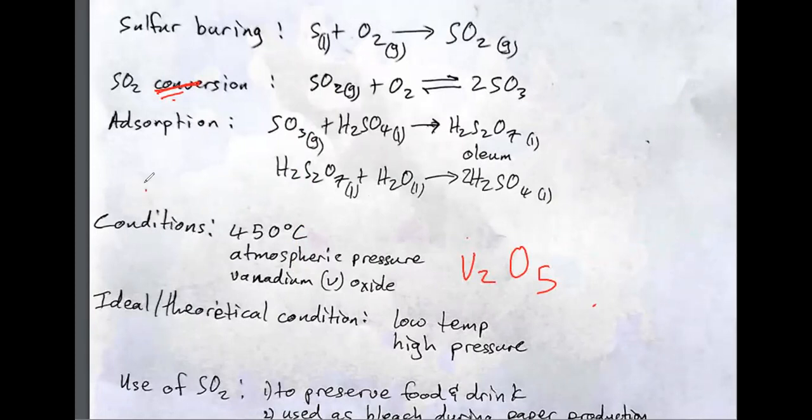So the actual conditions, 450 degrees, atmospheric pressure and the catalyst. The ideal condition or the theoretical condition is low temperature and high pressure. And we will have to use Le Chatelier's principle to explain it.